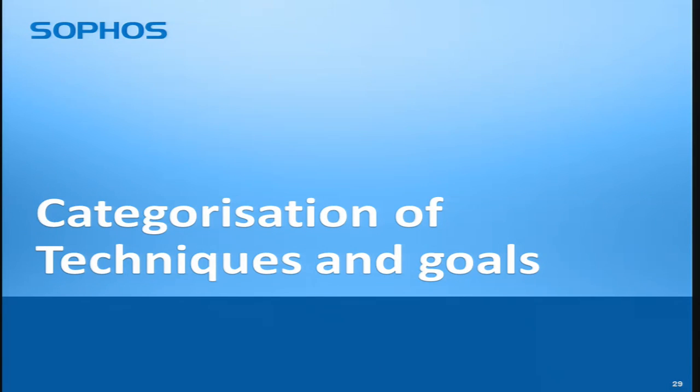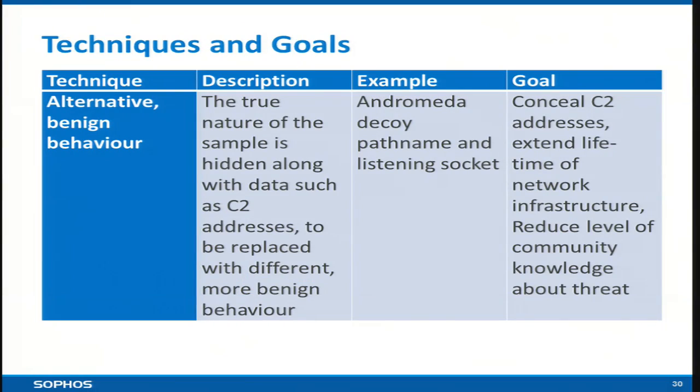Okay, so we've looked at the example malware families. Let's take a more high-level generic look at the kind of techniques they're using and what they're trying to achieve. So the first technique is where they're displaying alternative, more benign behavior. This is the Andromeda example. They're trying to extend the lifetime of their network infrastructure, so they don't have to expend more resources in recycling that. It lasts for longer. And they're also trying to reduce the level of knowledge about what the threat does in the community. Everyone thinks it does the decoy behavior, and they think that that's what the threat does, and they don't understand the genuine behavior, so there's less knowledge about the threat.